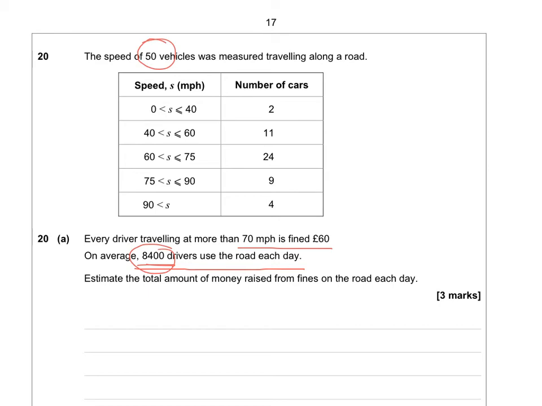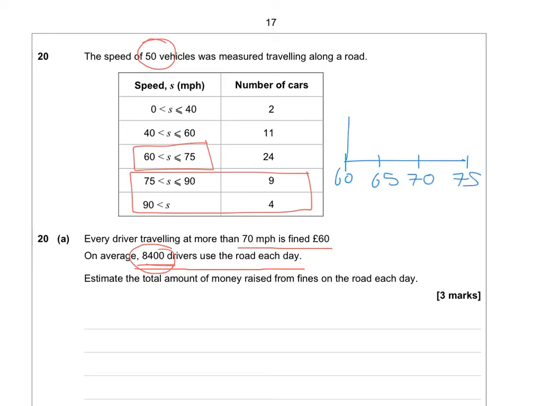So if we look at this, we know that in these categories here, these drivers were definitely travelling at above 70. This category here, some of these drivers were driving above 70. So if we think about how this would be split up in a graph, we've got 60, 65, 70 and 75. And that's 24 drivers split across here. If we assume that they were all evenly split up, that's 8 drivers between 60 to 65, 8 between 65 and 70, and 8 who were travelling between 70 and 75.